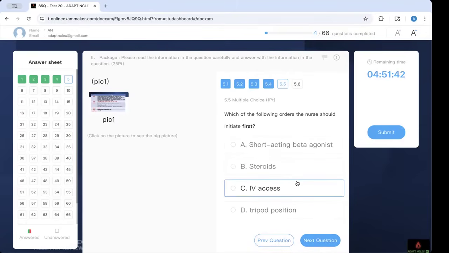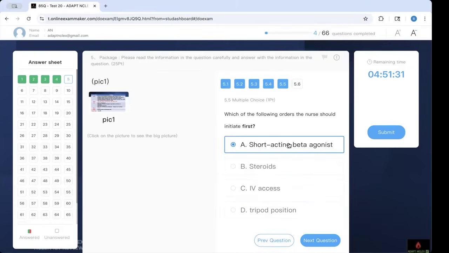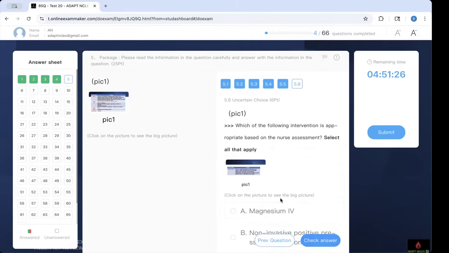Which order should the nurse give them? Which one should you do first? Bronchodilator, steroid, IV access, and tripod. This is always a trap. If somebody is having asthma exacerbation, open the airway. Bronchodilator is the best. You don't need an IV to give them bronchodilator.